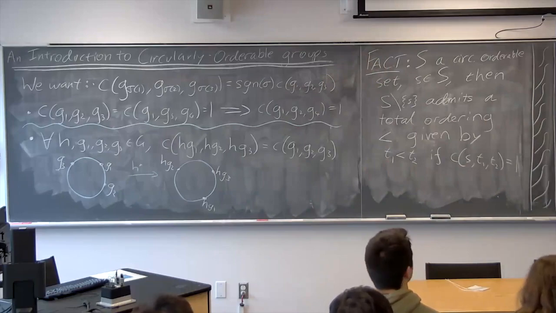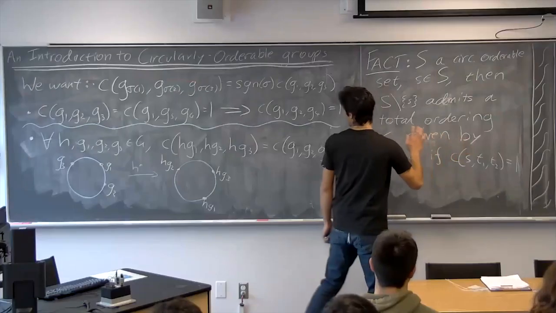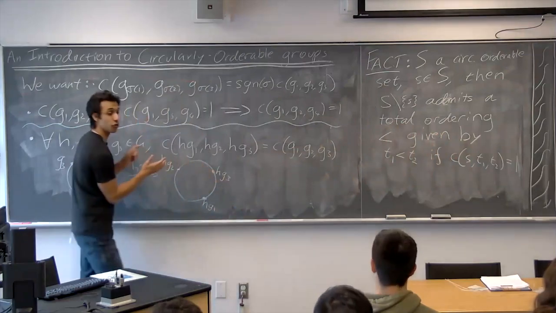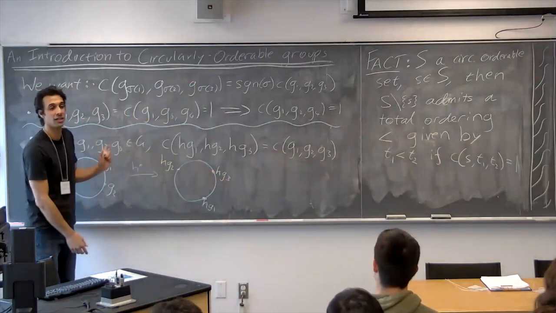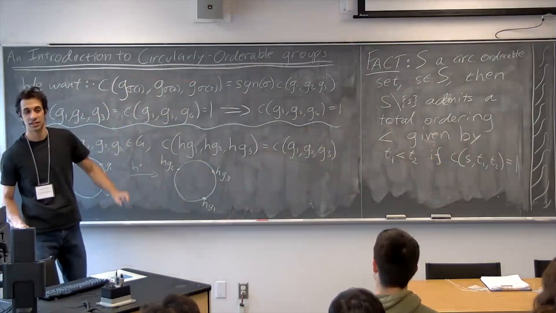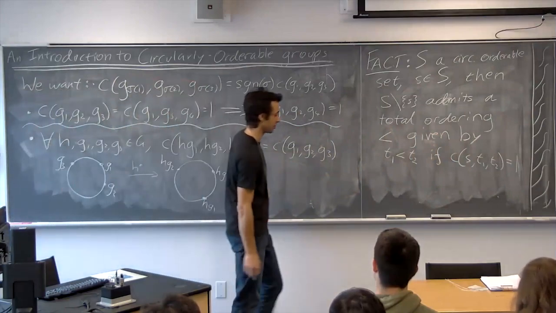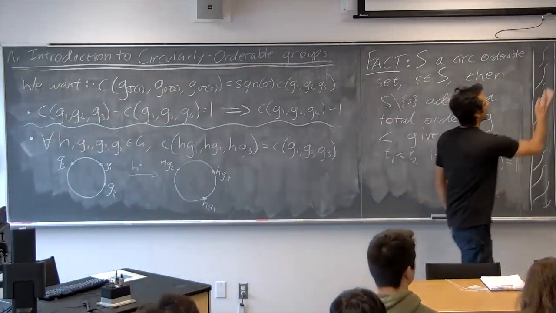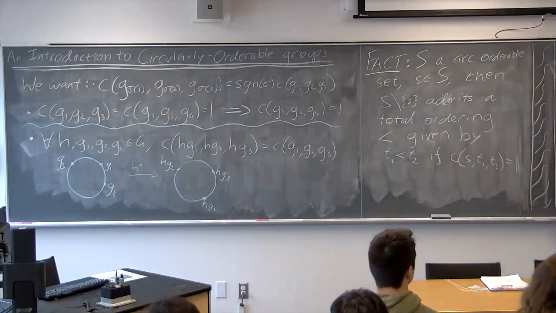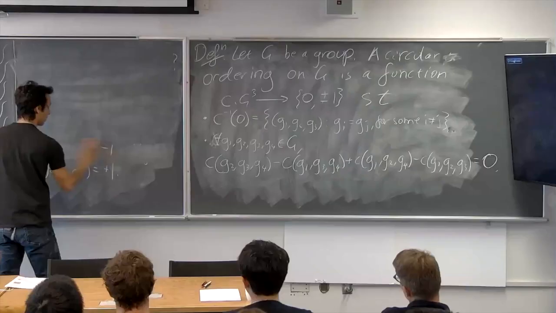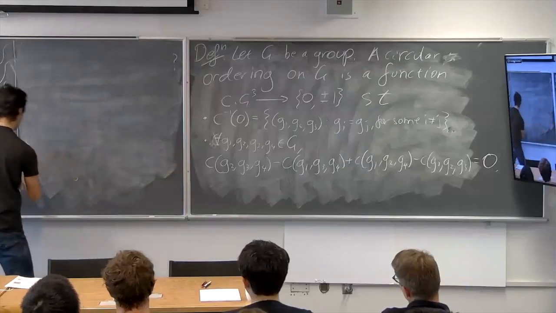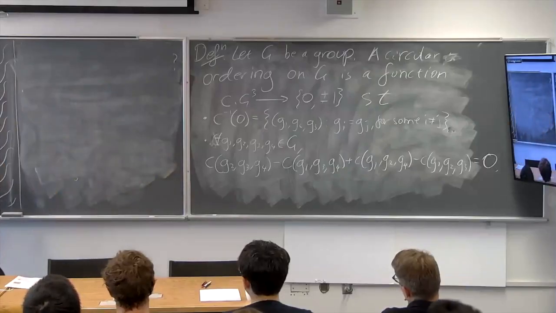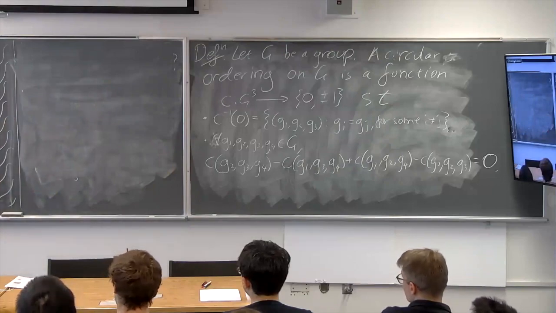Anything else that you would like? Oh, and I didn't say, sorry, I should have written it down here: a group is circularly orderable if it admits a circular ordering. It's the same language as left orderable, that kind of thing. Okay, so here is the first exercise. I will prove this in lecture 2 or 3, but for now you can actually prove it straight from the definition.